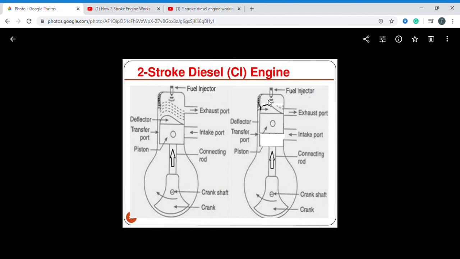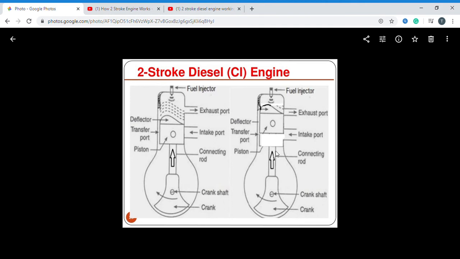Now combustion takes place. After combustion, the piston moves from the TDC to BDC. Here the exhaust gases will be released. So the combustion and exhaust processes both finish when the piston moves from TDC to BDC. When the piston moves from TDC to BDC, that is the second stroke.